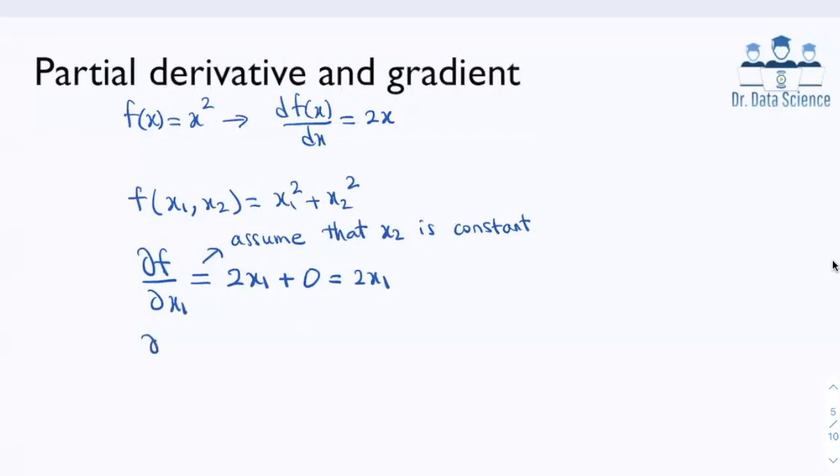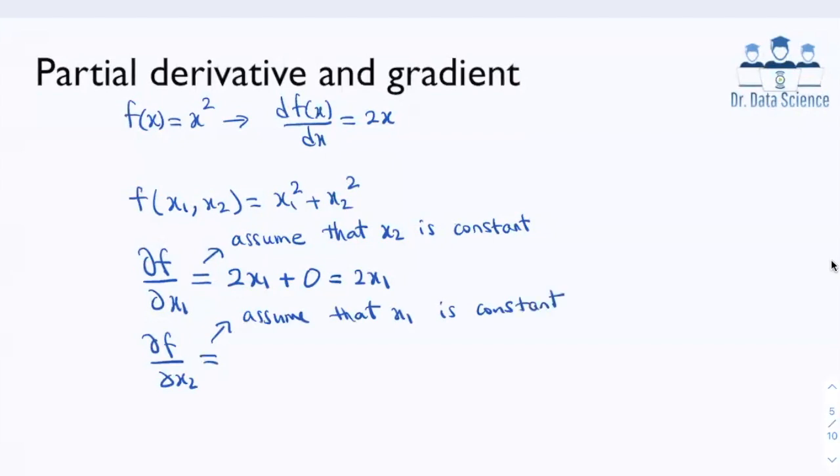Now I can do a similar thing for the partial derivative with respect to x2. Similar to before, I assume that the other variable, which here is x1, is constant.